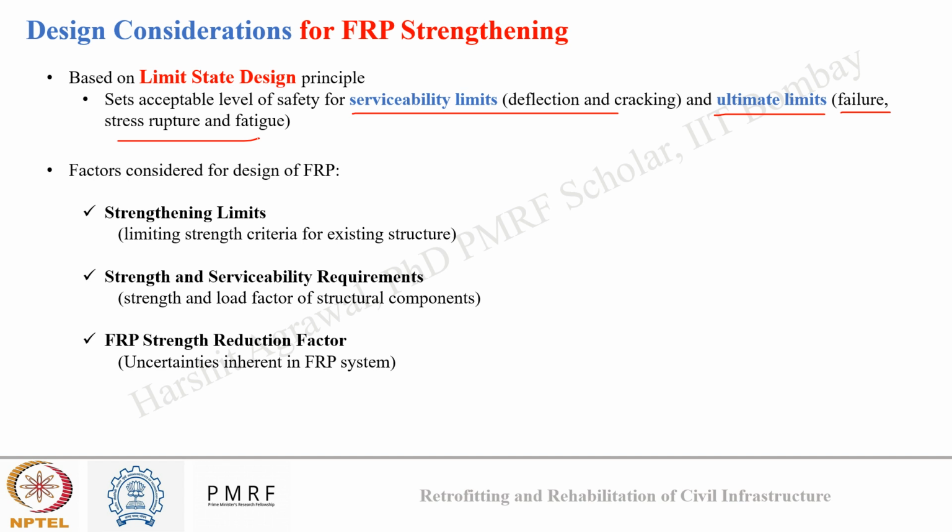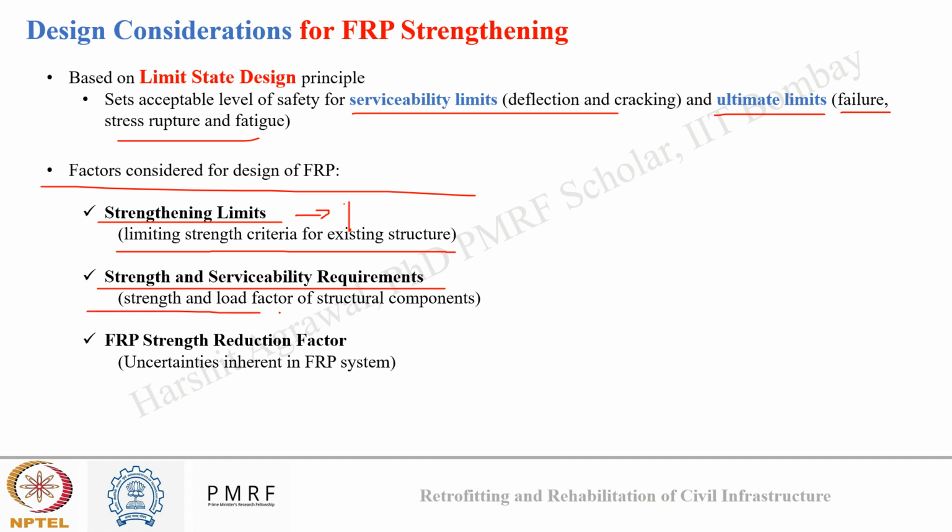Okay, so the different factors that are considered for design of FRP are divided into three broad categories. First is the strengthening limit, which is the limited strength criteria of, say, the existing structure. This decides whether I can go for FRP strengthening or not. Second is the strength and the serviceability requirement, the strength and the load factor of the structural component. This will help me to choose which FRP material I can use for strengthening.